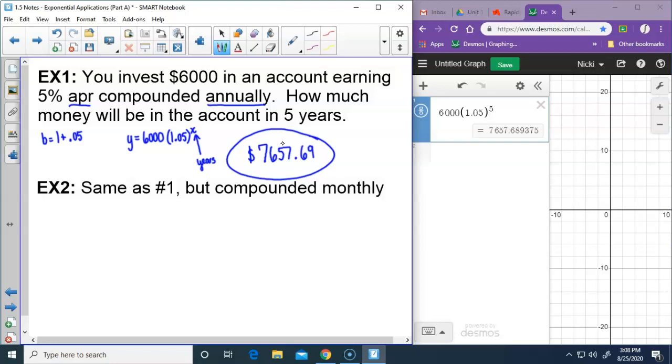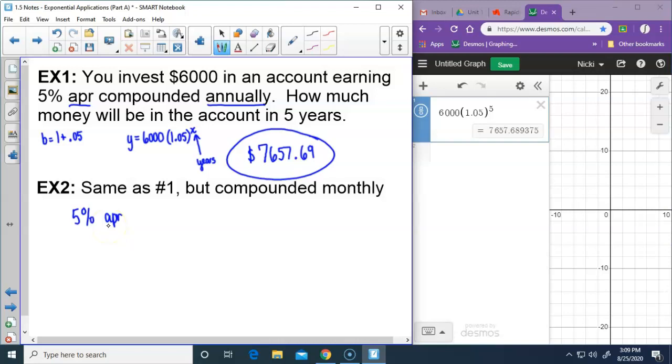Now, let's also talk about what happens if we have the exact same situation, but we're compounding our interest monthly. So that means instead of adding your interest back to your principal once a year, they're going to do that monthly. So this means here that we've got 5% APR, annual percentage rate, but that is not my monthly percentage rate.